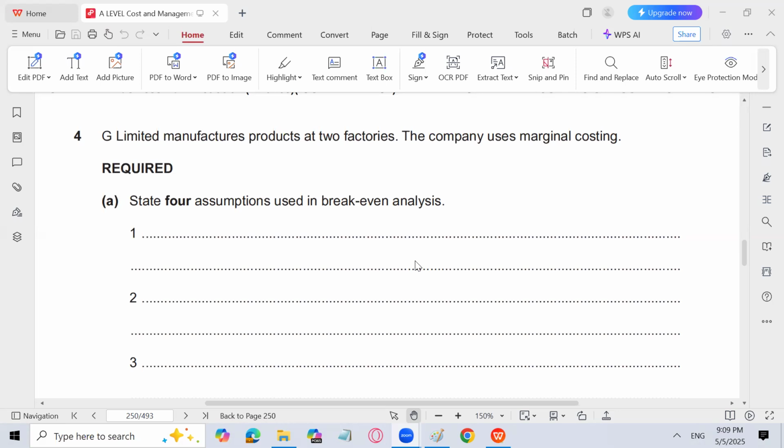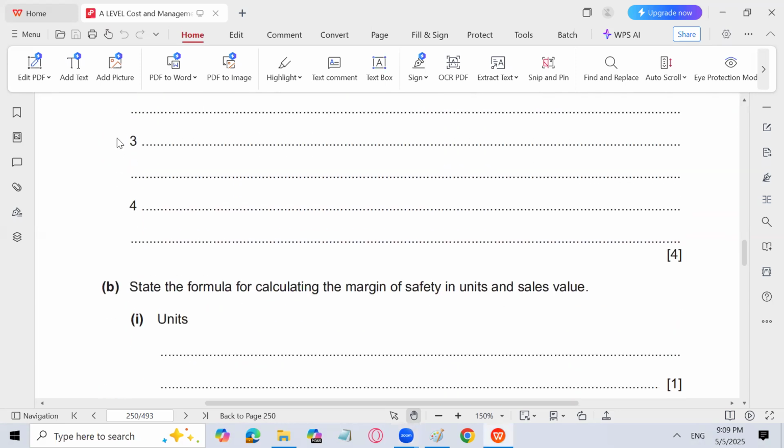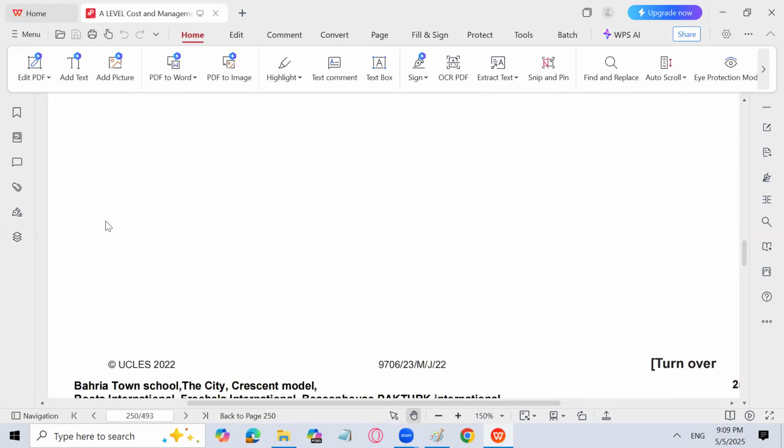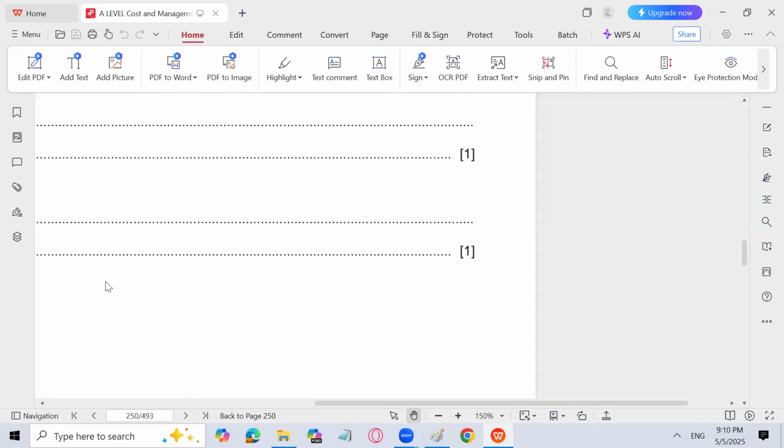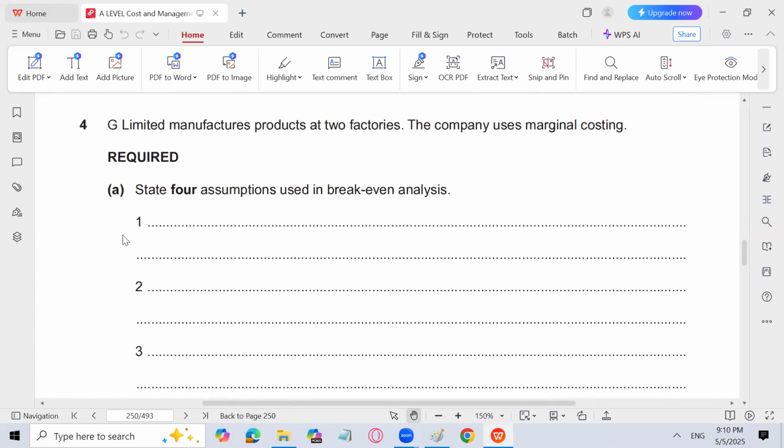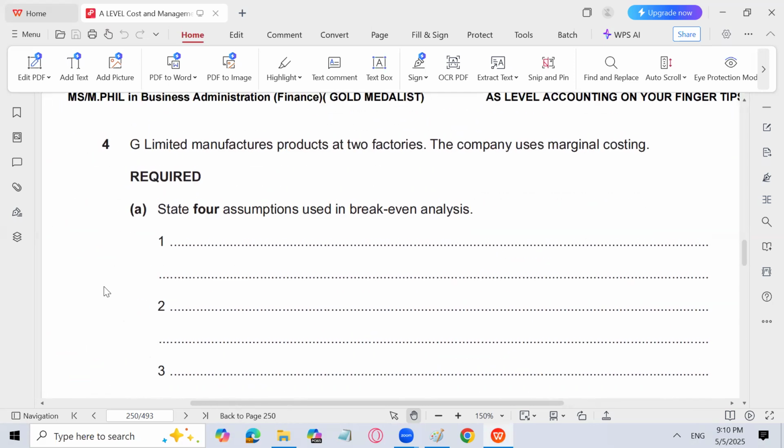Today we are going to solve a question from AS Level Accounting and the topic is marginal costing. This question has come in May, June 22, 23. So let's discuss that. G Limited manufactures product at two factories. The company uses marginal costing. State 4 assumptions used in break-even analysis.